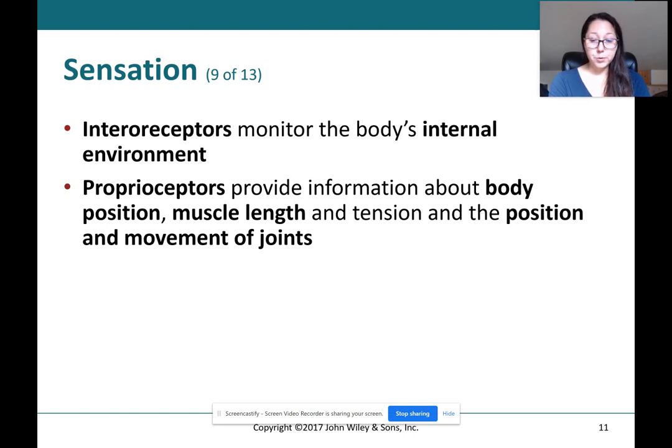We also have proprioceptors, and they allow us to perceive, or I should say, sense information about where we are in space. So if you've ever heard of hand-eye coordination, that's related to proprioceptors, and they are also safety mechanisms that keep us from stretching too far or from exerting too much force.